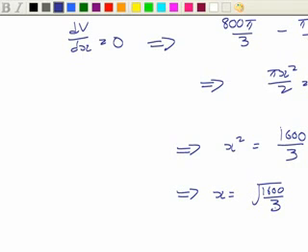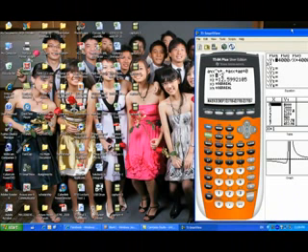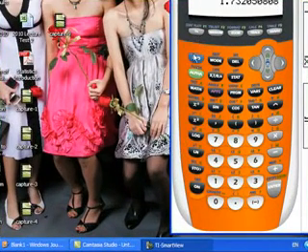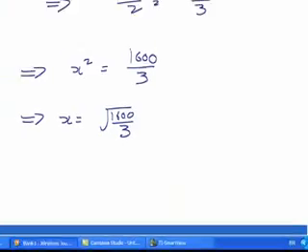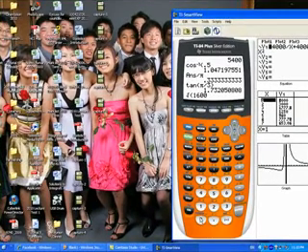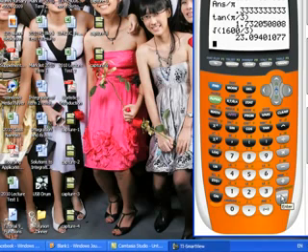If you read the question, the question never asks us to find the exact value. So you can just use your calculator. Where is my calculator? Yes. Shift square root. The answer is 16000 divided by 3, 73.1, which is what the answer needs.